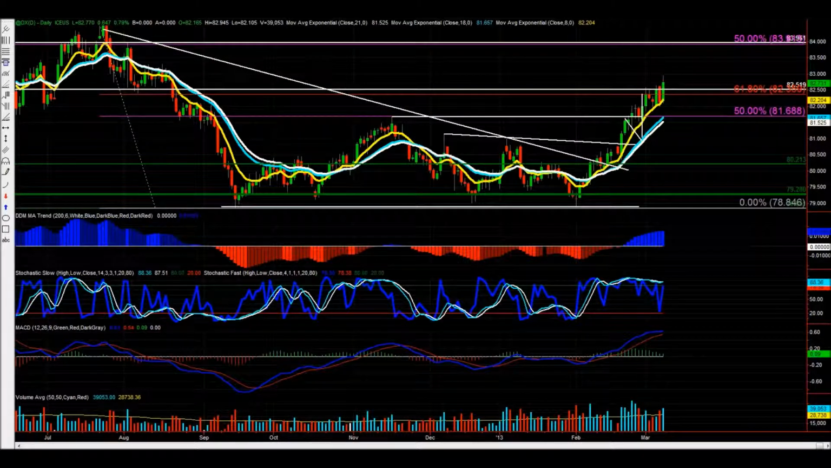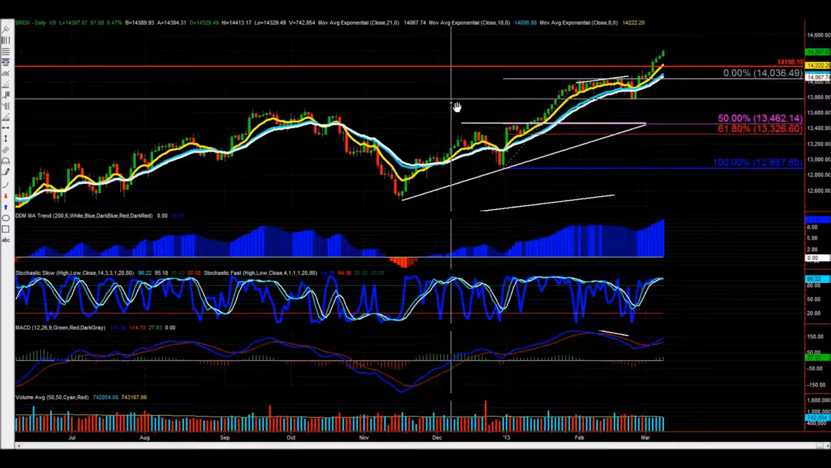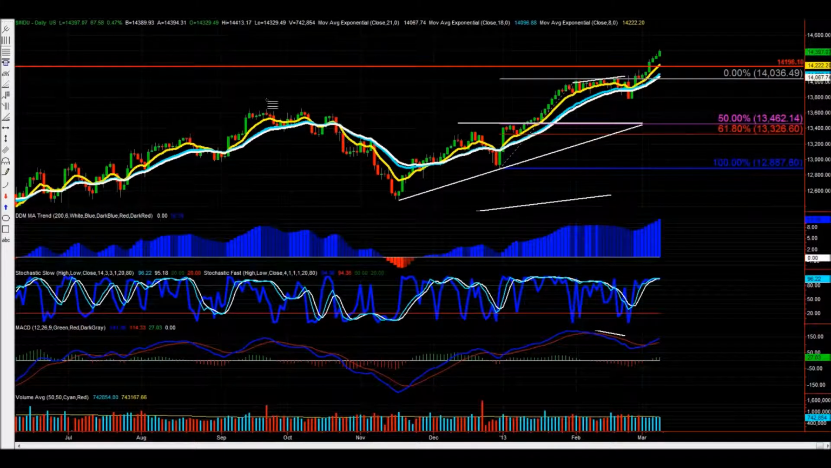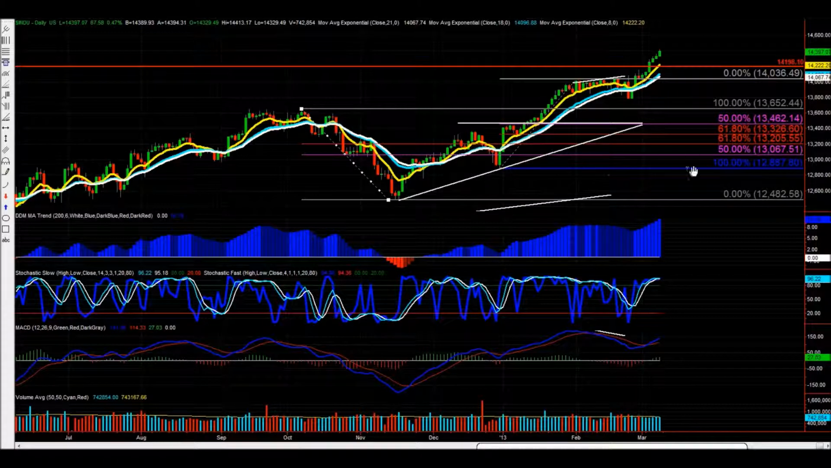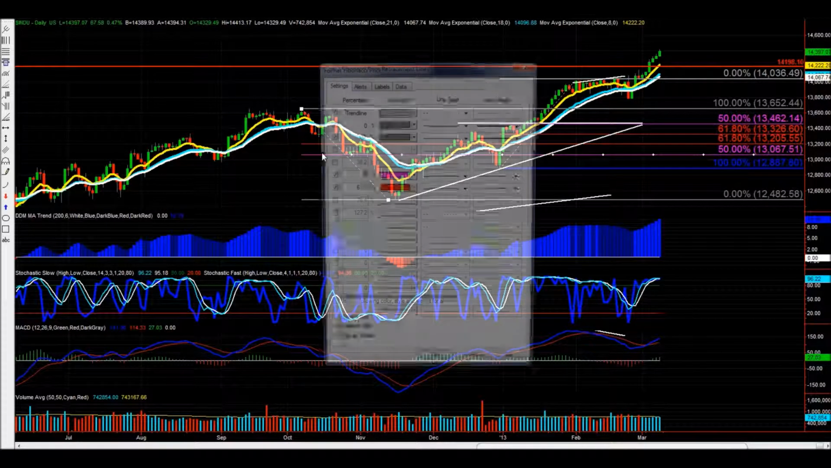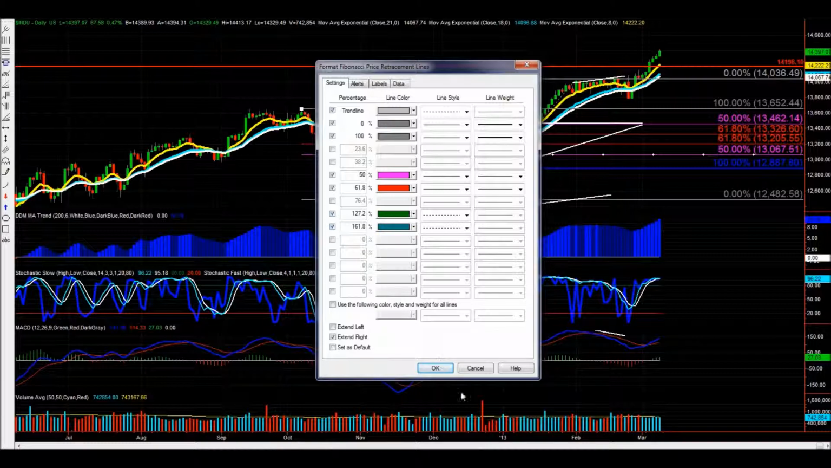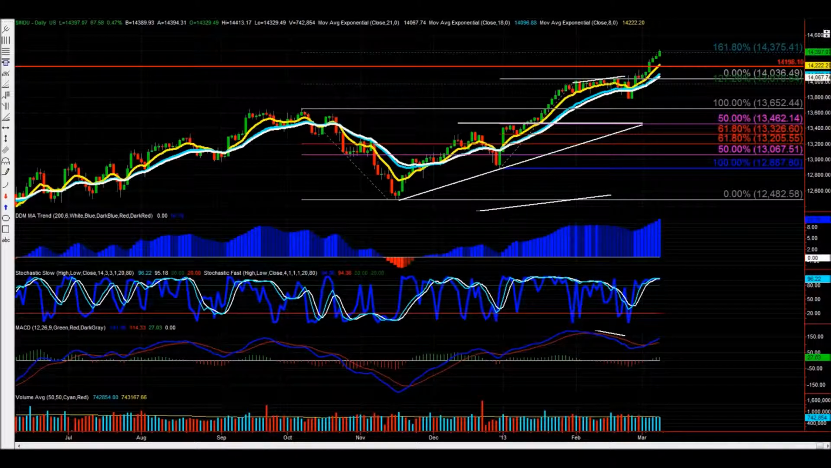Actually, let me just jump back one second. There was one other key point I wanted to look at in the Dow. You've got this cup pattern here, and I want to look at where the extension of that breakout might take us. Let's see, I need to turn on the 1.272 extension and the 1.618. The 1.618 extension, which I consider, quotation marks, the hard target, is at 14,375.